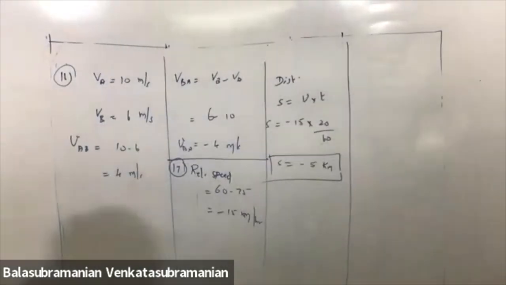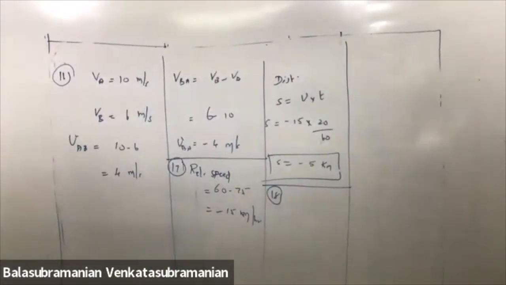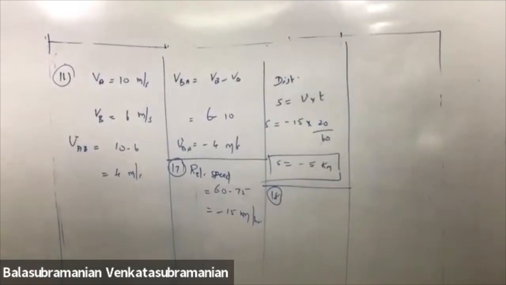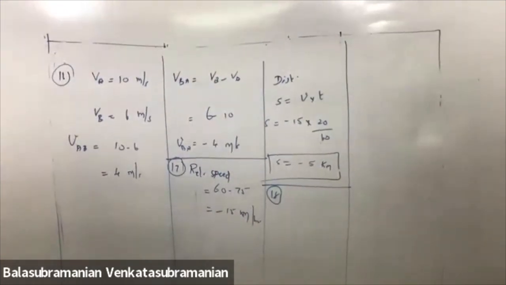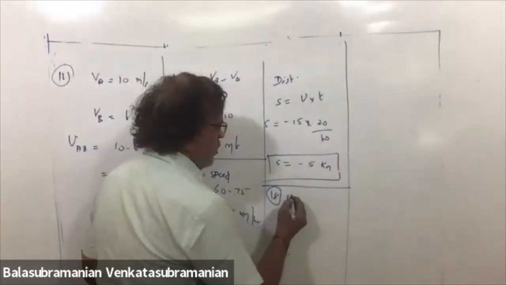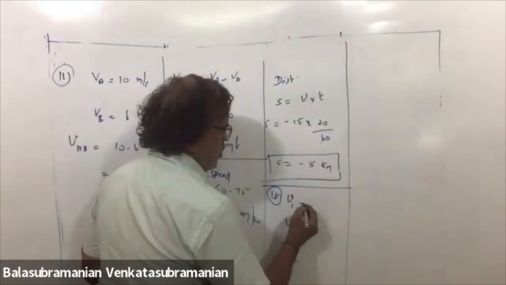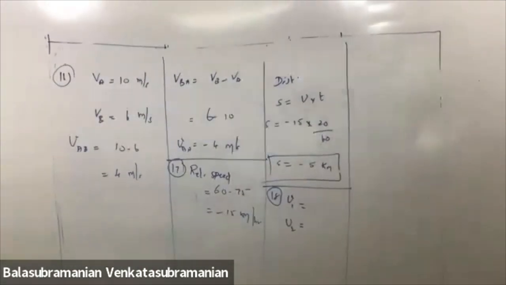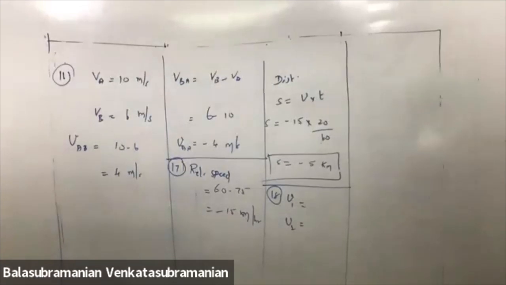Fine, 18. Two buses start simultaneously towards each other from towns A and B, which are 480 km apart. First bus takes 8 hours to travel from A to B. Second bus takes 12 hours to travel from B to A. Determine when and where the buses will meet. Okay. First bus velocity. What is the velocity value?